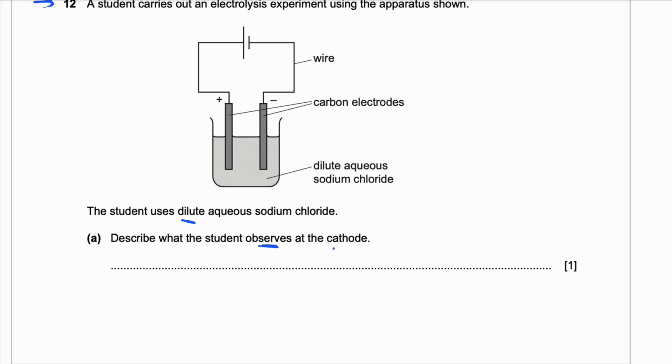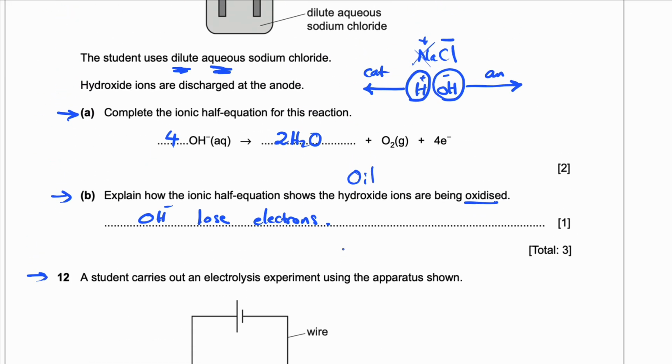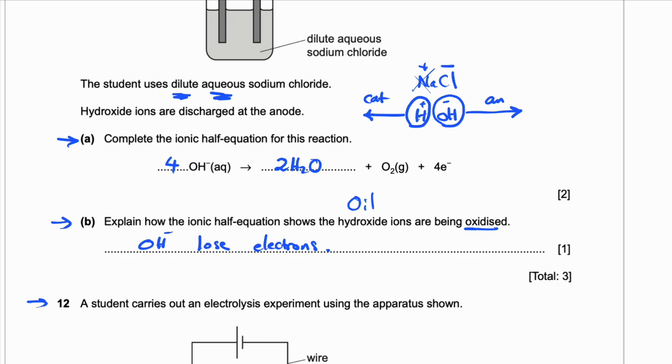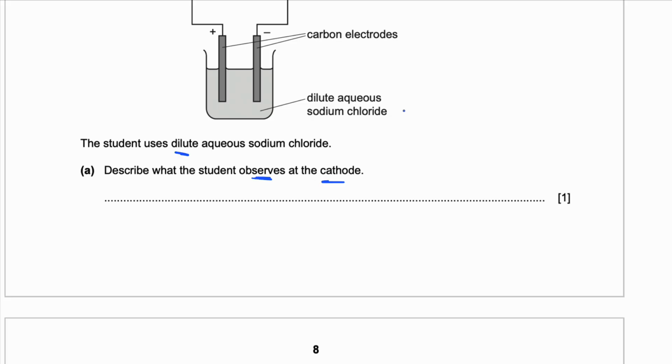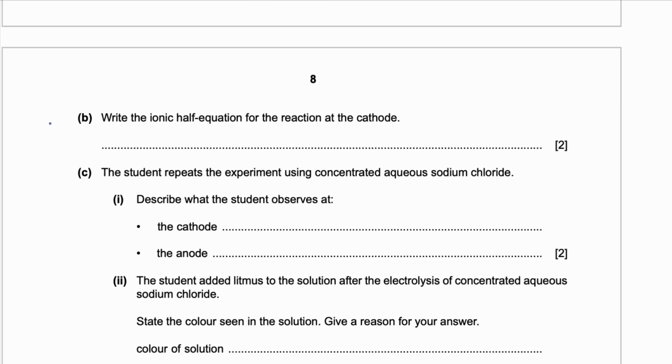So what we're going to observe at the cathode, remember at the cathode, the cation is going to discharge, and the cation that's going to discharge is hydrogen as a hydrogen gas. So we have effervescence of hydrogen gas or bubbles of hydrogen gas. So effervescence of colorless gas. You don't need to mention the name of the gas. So effervescence of a colorless gas.